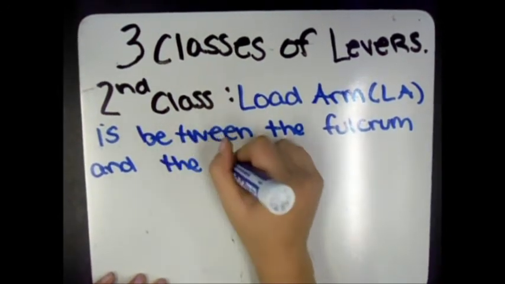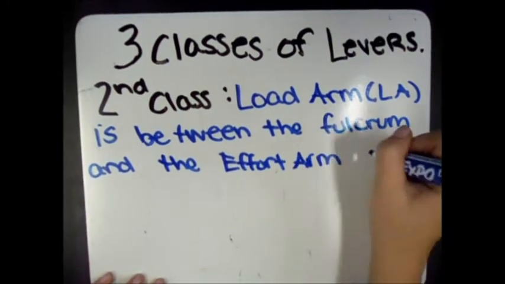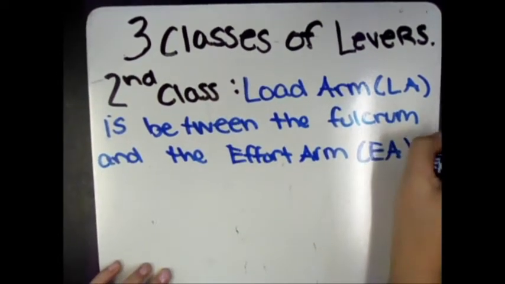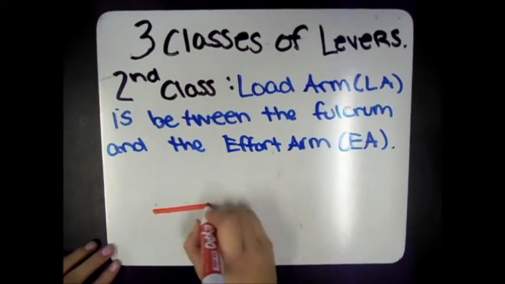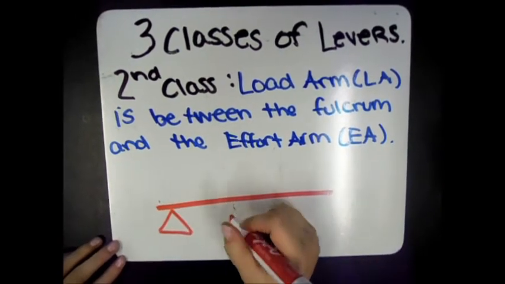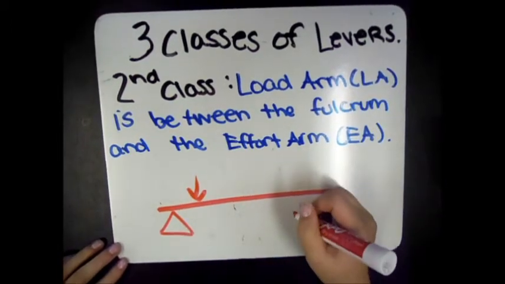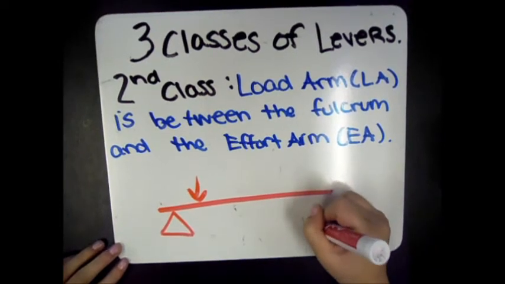Second class lever is defined when the load arm is between the fulcrum and the effort arm. Second class lever is even more rare than first class levers. As you see, the load arm is between the fulcrum and the effort arm.